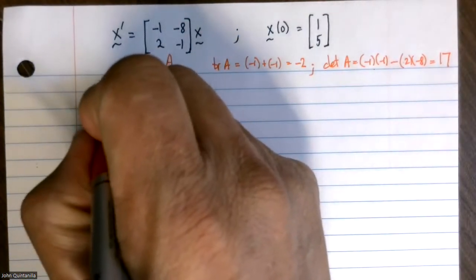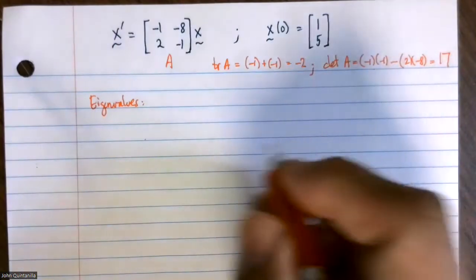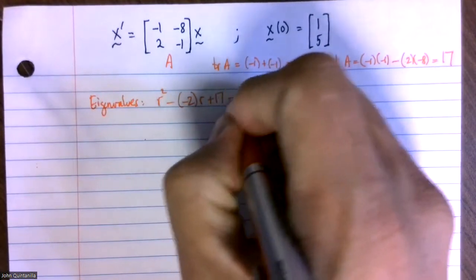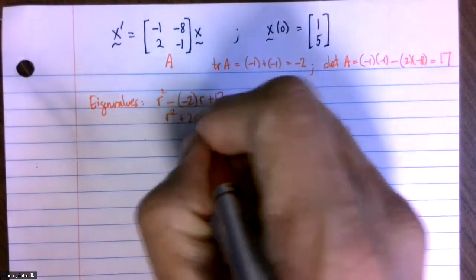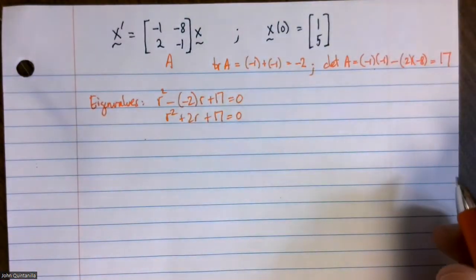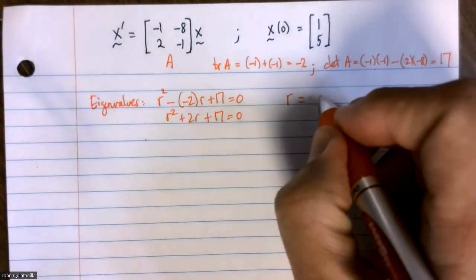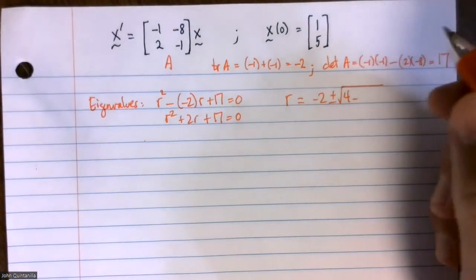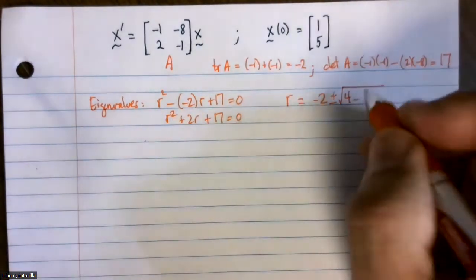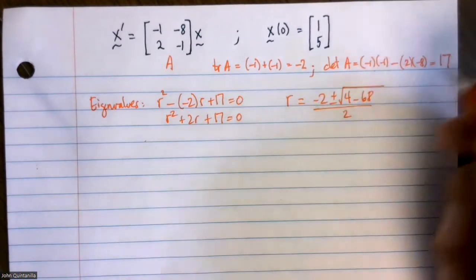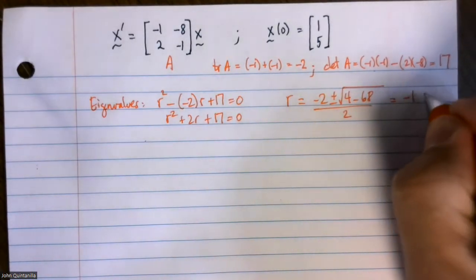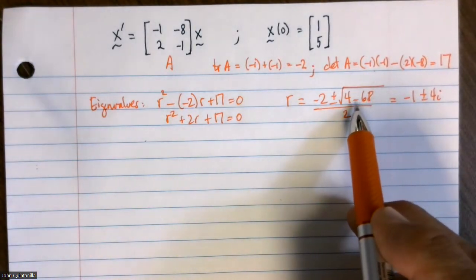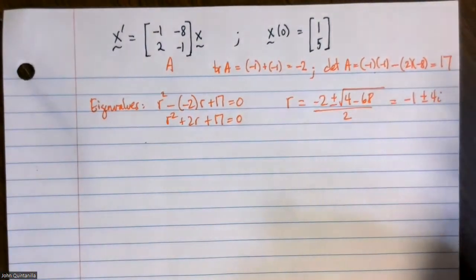And so the eigenvalues are going to be found by solving r squared minus -2r plus 17 equals 0, or r squared plus 2r plus 17 equals 0. For this one, we'll use the quadratic formula. r is equal to -2 plus or minus the square root of 4 minus 4 times 17, which is 68, over 2. And this simplifies as -1 plus or minus 4i, because that is the square root of -64, which is 8i. Divided by 2, we get 4i.